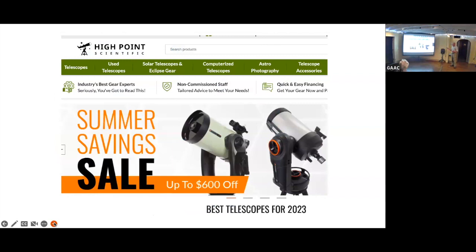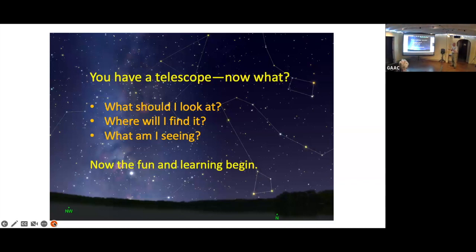And then there are vendors like this one, High Point Scientific. They sell all different brands. Here they're showing off their Celestron telescopes, also a good source. But go into this and really talk to us. We're here at our monthly meetings, we're out in the field. Come out, try this stuff out.